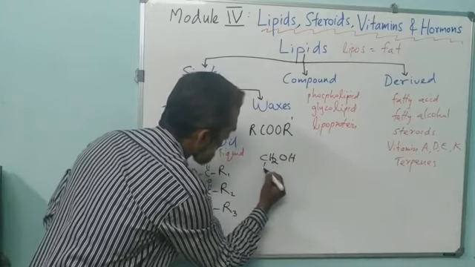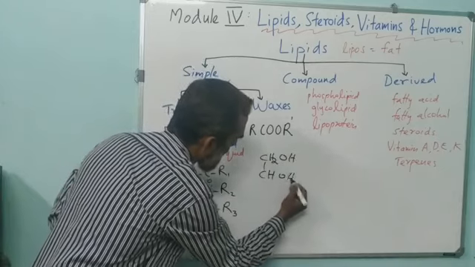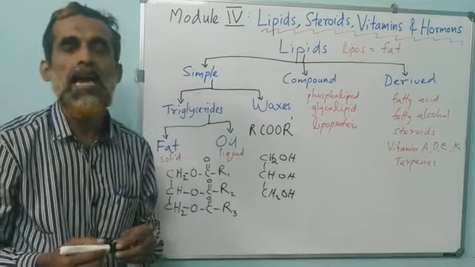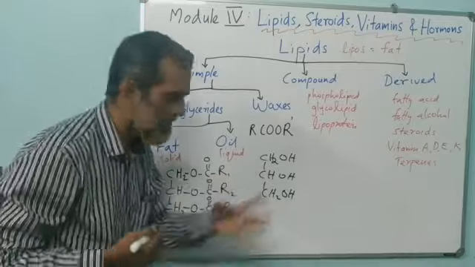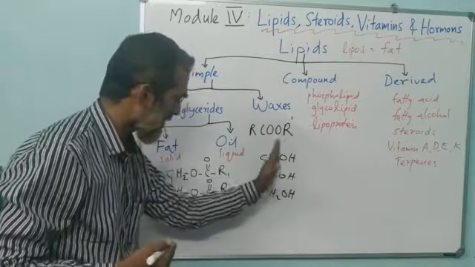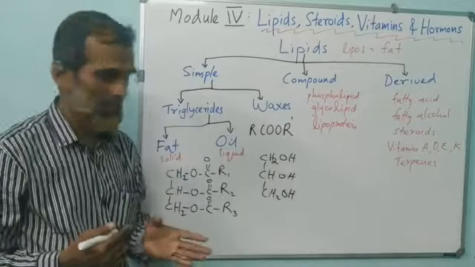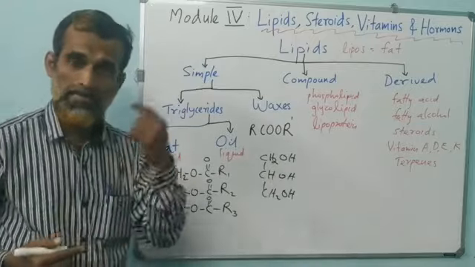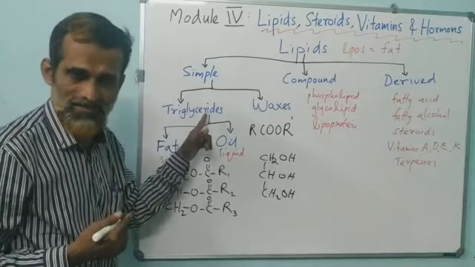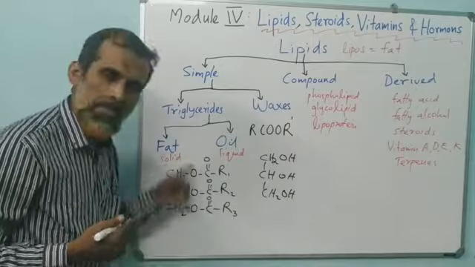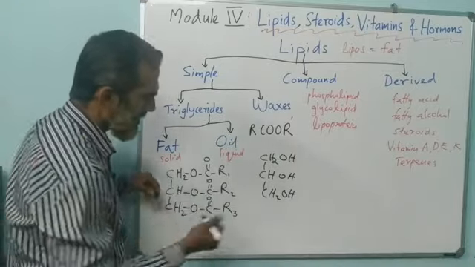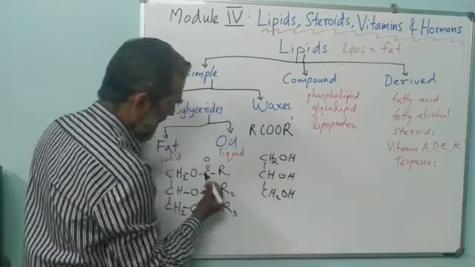Glycerol is CH2OH, CHOH and CH2OH. It is a trialcohol, triol, 3 OH groups. And fatty acids combine with this, forming esters. So naturally it will be a triester, or it is a triglyceride. Why do we call it tri? Because there are 3 ester groups. And this R1, R2, R3. So this glycerol is combining with carboxylic acid.